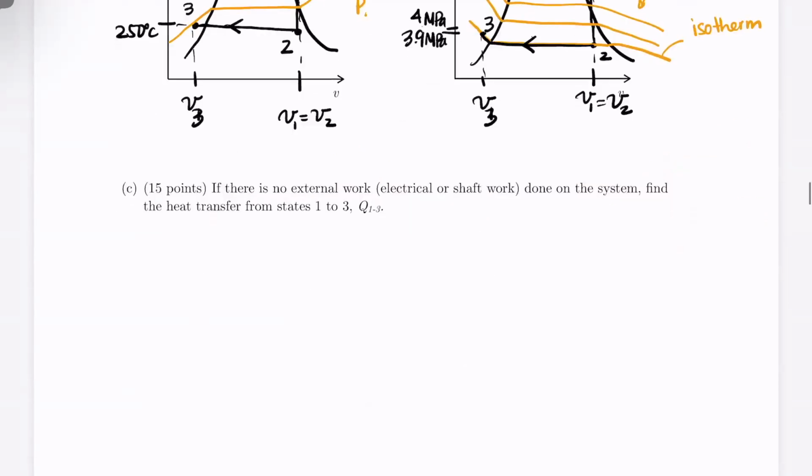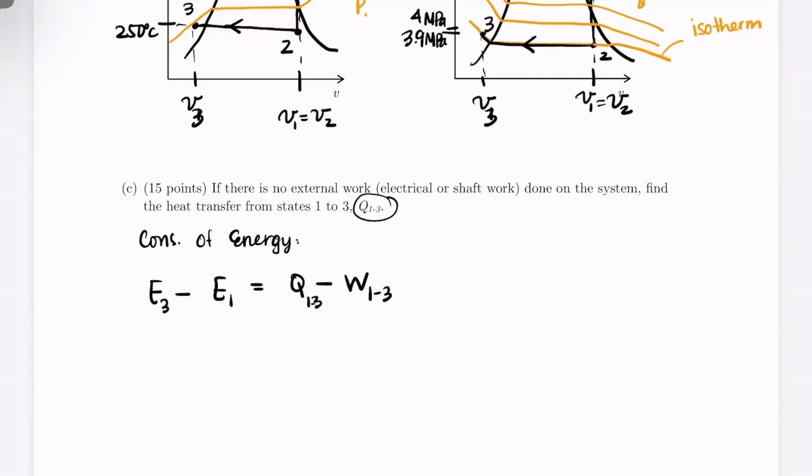Okay. The last part of this is about heat transfer and kind of work. So if there's no external work, so we don't have electrical work or shaft work done on the system, we want to find the heat transfer that happens from states 1 to 3, so Q13. Seeing this hopefully rings alarm bells in your mind that you want to use conservation of energy, because that's where Q shows up. So we will use conservation of energy, which is that E3 minus E1 is equal to Q minus W. And this is Q13, W13.